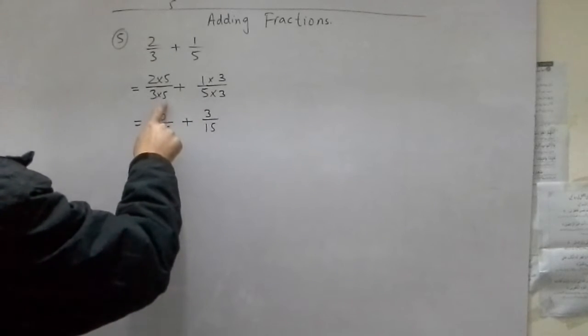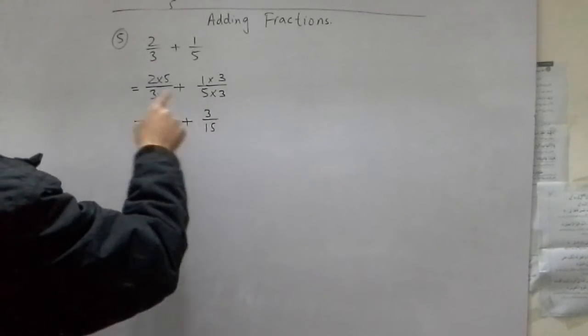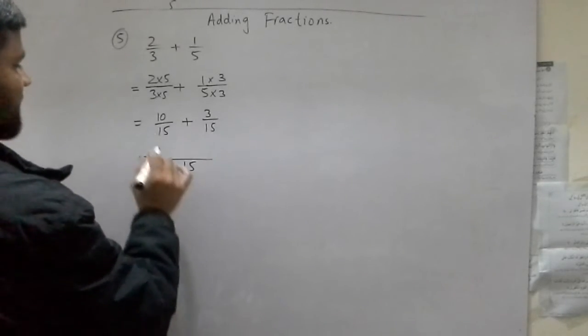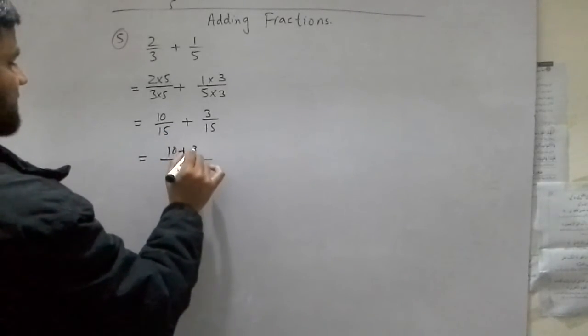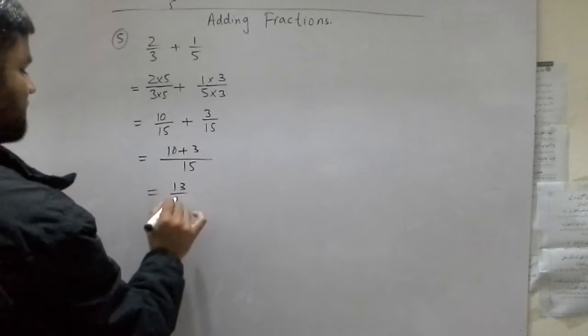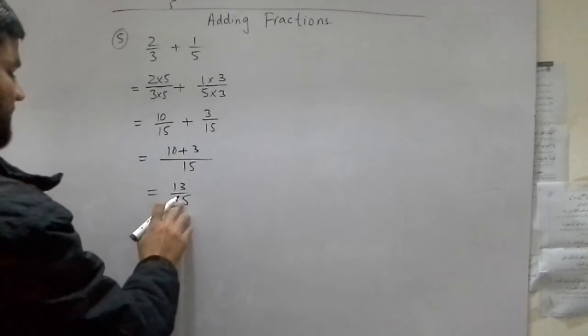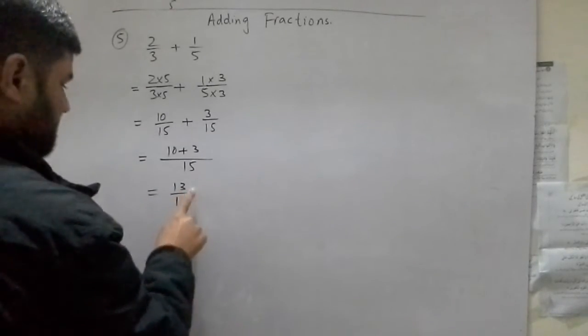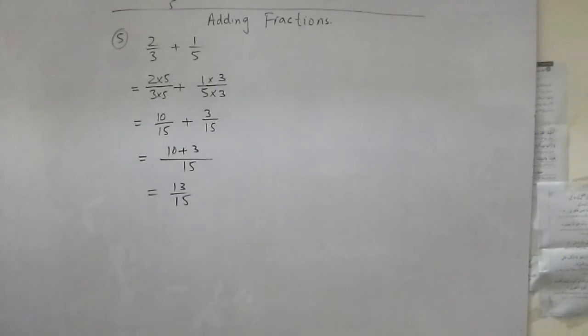3 times 5 here and 5 times 3 over here. So 10, we just keep our denominator the same, and 10 plus 3 makes us 13 over 5. And this is our final answer. It's an improper fraction. In an improper fraction, the numerator is bigger than the denominator. We will move to our question number 6 now.